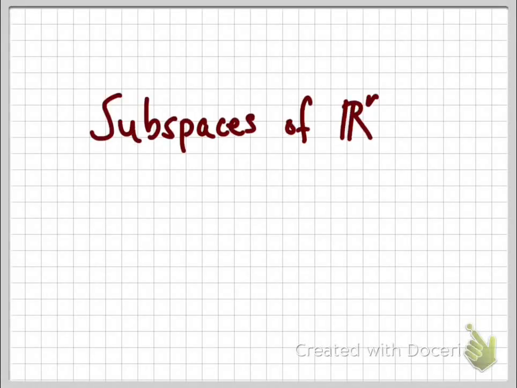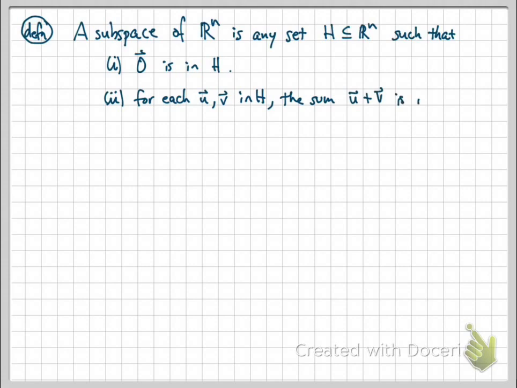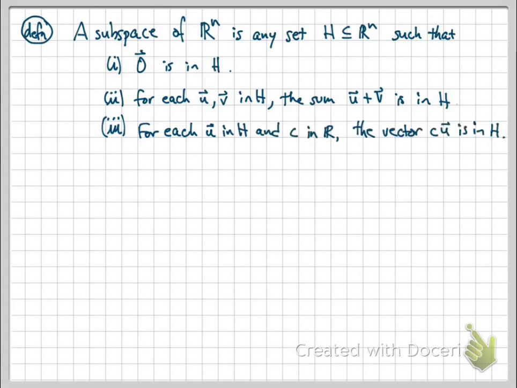Let's talk about subspaces of Rn. So first, the definition. A subspace of Rn is any set H in Rn that has the following properties. 1. The zero vector has to be a vector in H. 2. For every pair of vectors u and v in H, the sum also has to stay in H. And 3. For every vector u in H and scalar c, the scalar multiple c times u is also in H.